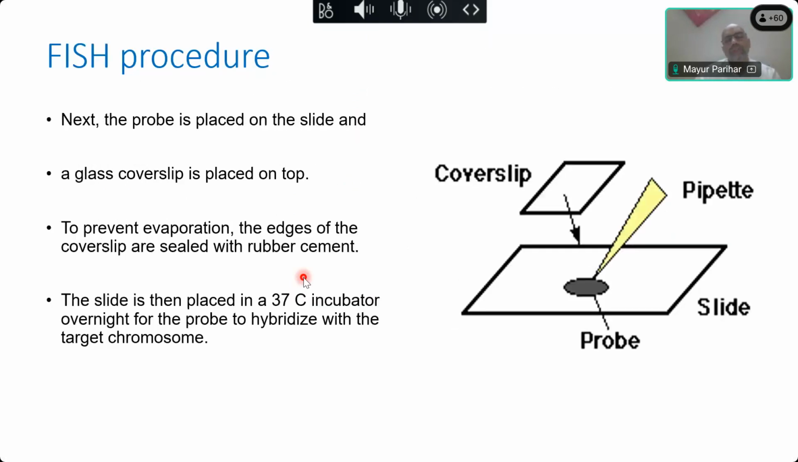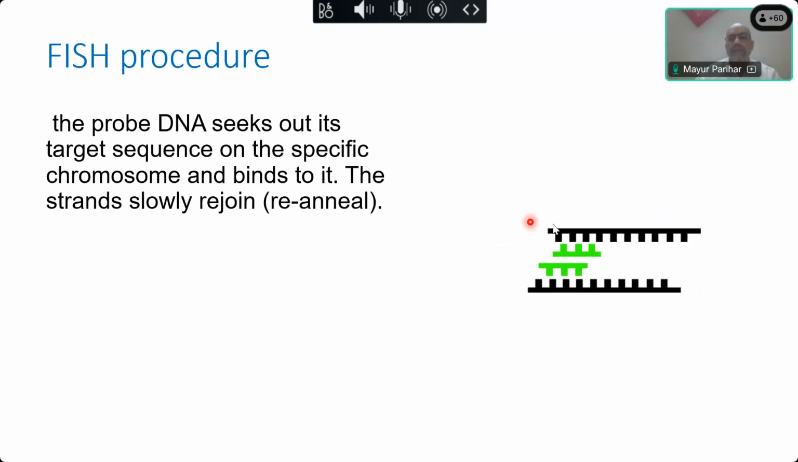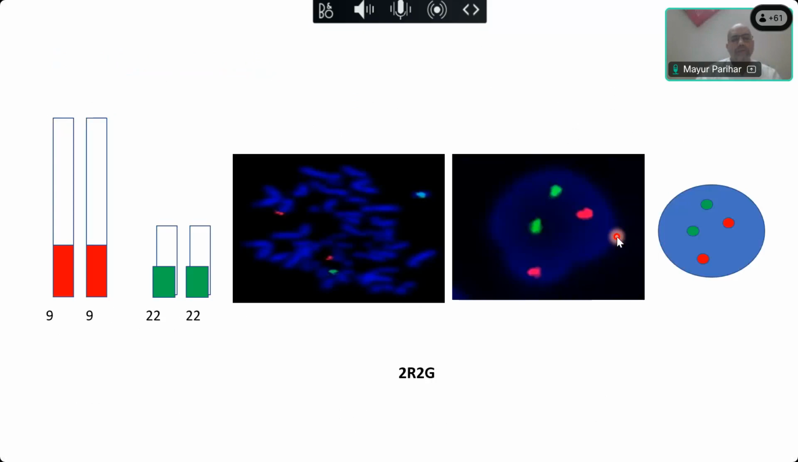Whereas FISH, you just use a specific probe, you ask a specific question, and FISH will tell you yes or no. Then you will know whether that specific abnormality is present or absent. So here you have added the probe, and these are nothing but nucleic acids with fluorescent tags attached to them. They will go and home into the location, and then you read under the microscope.